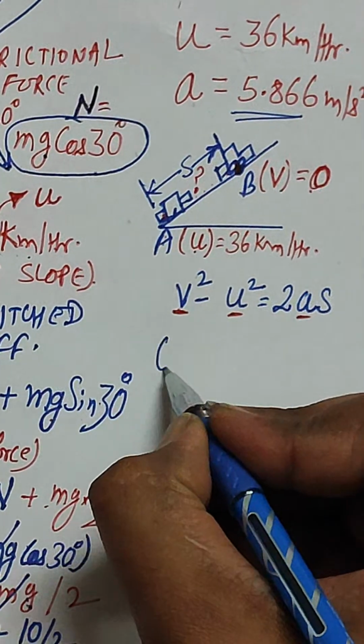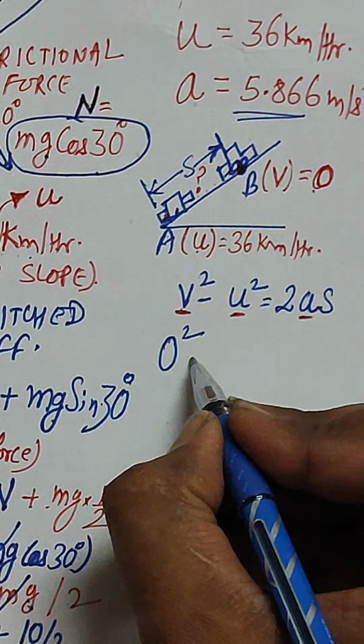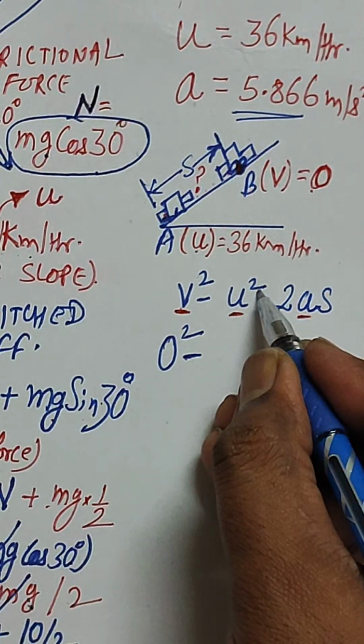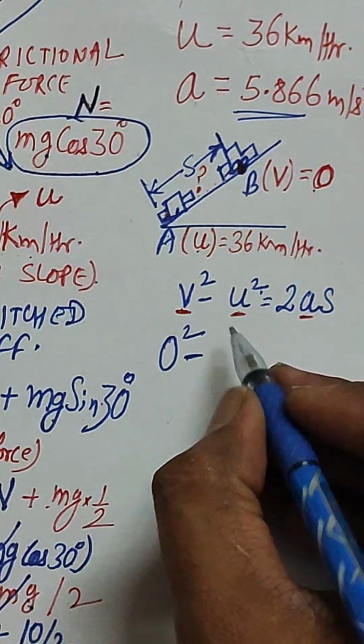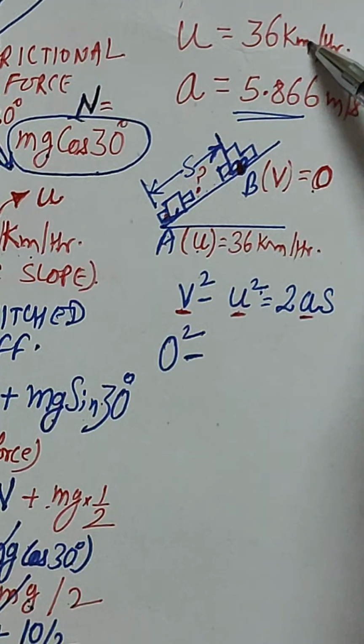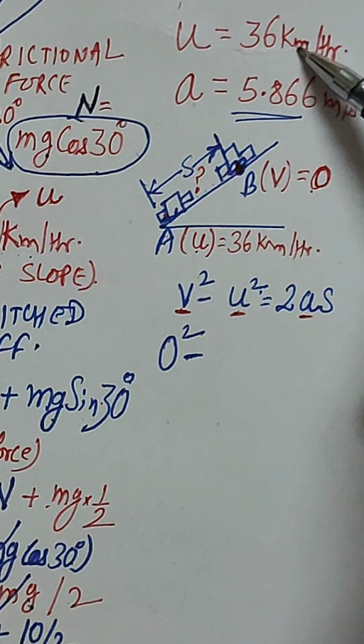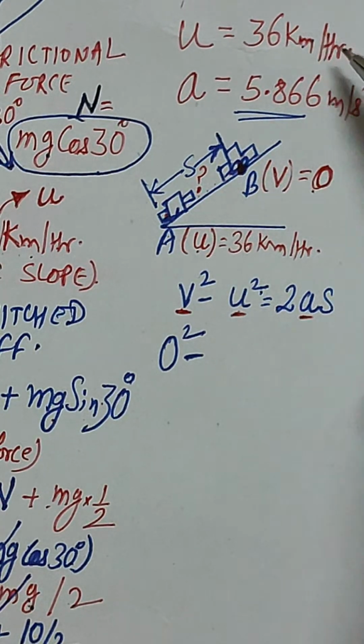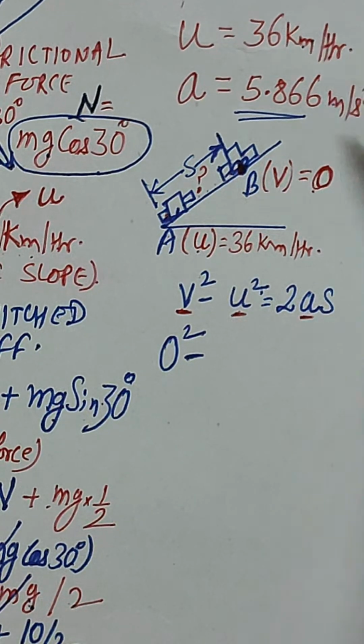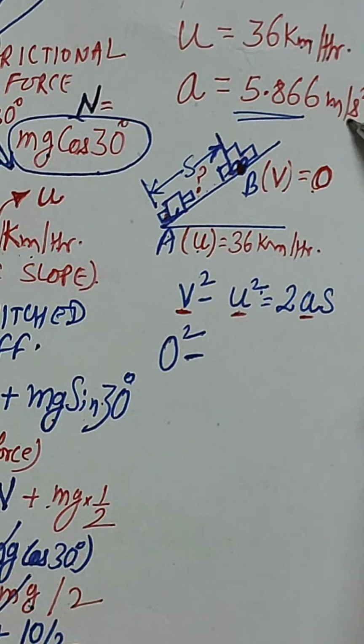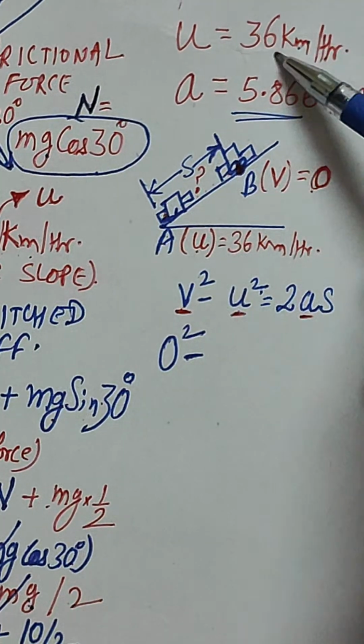So putting up the value 0 square minus u square, so u is 36. So you can see it's kilometer per hour and it's meter. So you need to convert this kilometer per hour into meter per second, or this meter per second into kilometer per hour. So let's convert this because I think this is easy, right?